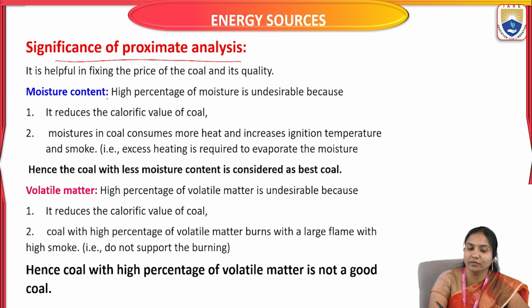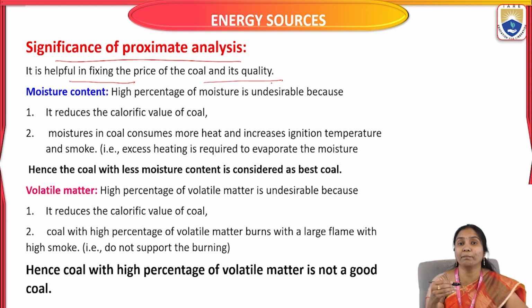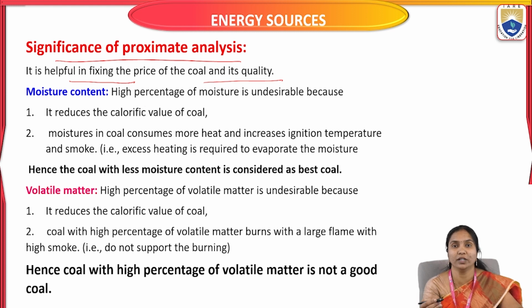So it is helpful in fixing the price of the coal and its quality also. To fix the price and quality of the coal, it can be determined by using this proximate analysis. So what is the significance? In this determination, we already determined moisture content, volatile matter, ash content, and fixed carbon. Now let's discuss what is the significance of proximate analysis.